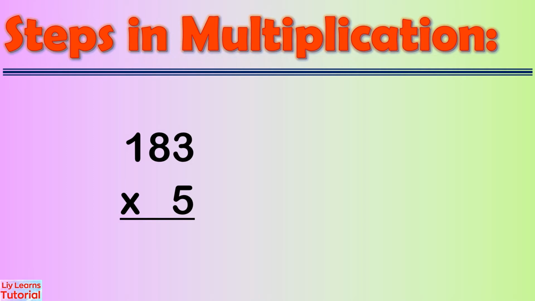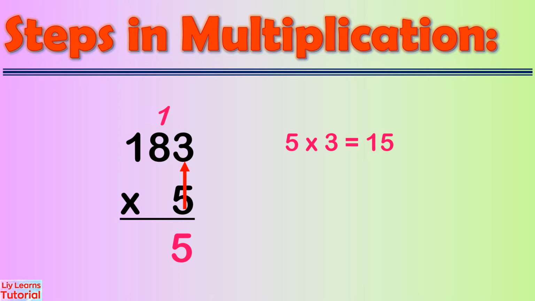Step 1. Multiply the multiplier by the ones digit of the multiplicand. That is 5 times 3 equals 15. The product is more than 10, so we carry over or regroup the tens digit, which is 1, to the higher place value in the tens place.